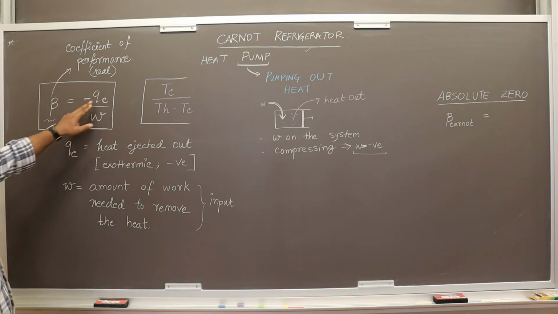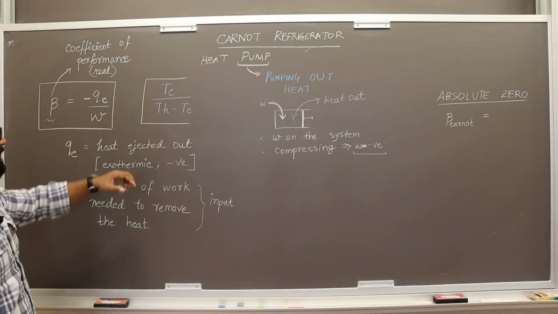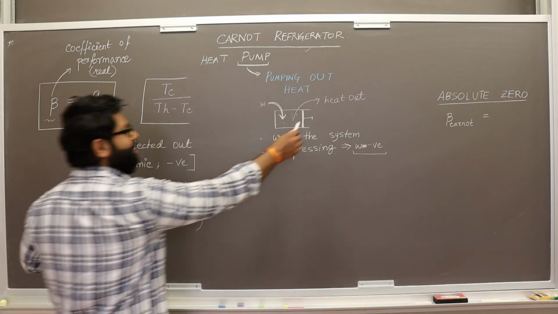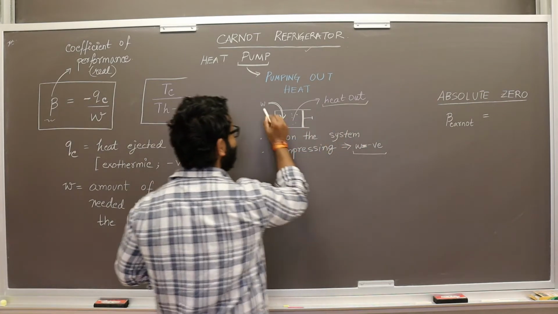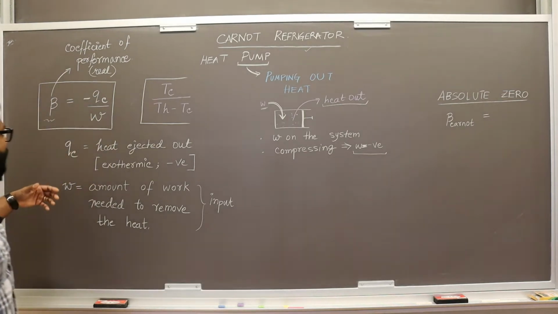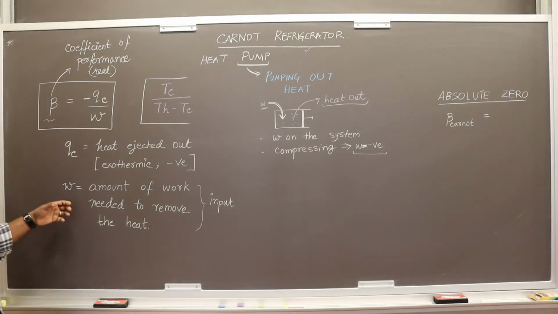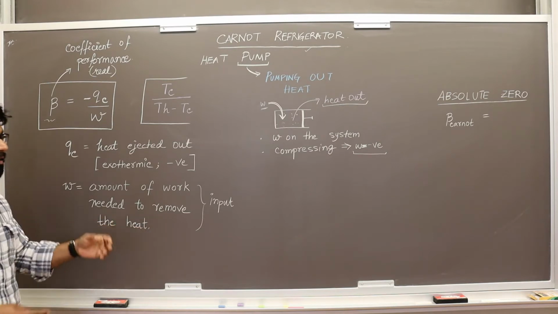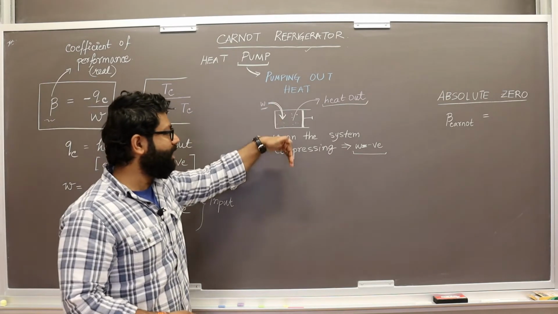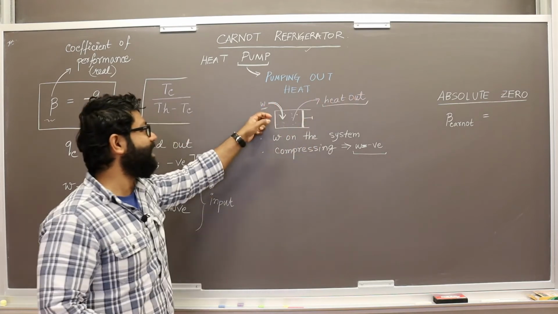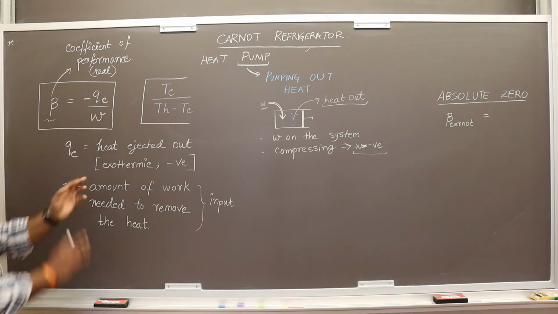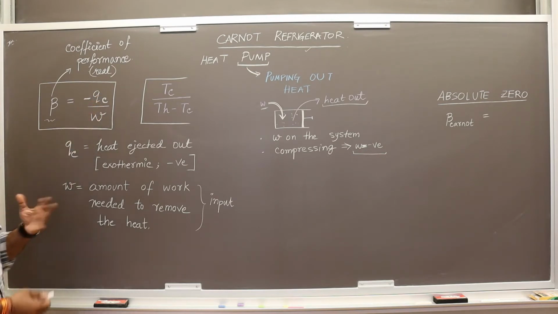And QC is the heat ejected out. Therefore, the amount of heat ejected out by the system is the output, and W was the input. We can also understand it this way: W is the amount of work needed to remove the heat. You are doing work in order to remove the heat, but this is the input, and that is why it is in the denominator. This is what you are providing, and the numerator is what you're getting back.